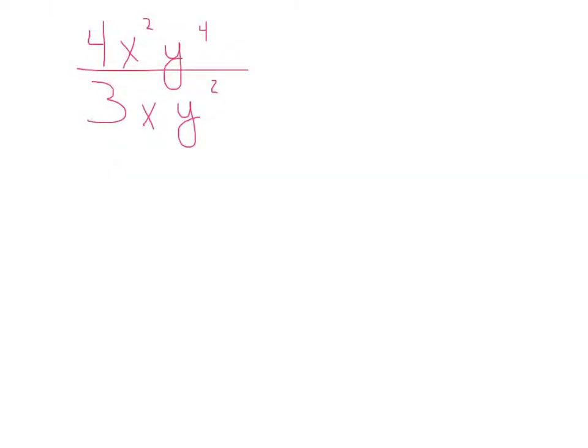In this video, we're going to take a look at rules of exponents with regards to dividing expressions. So let's say we had the expression 4x squared y to the fourth over 3x y squared. The idea behind dividing is very similar to what we discussed with multiplying. You should really understand first that x squared is still x times x, and y to the fourth is still y times y times y times y.